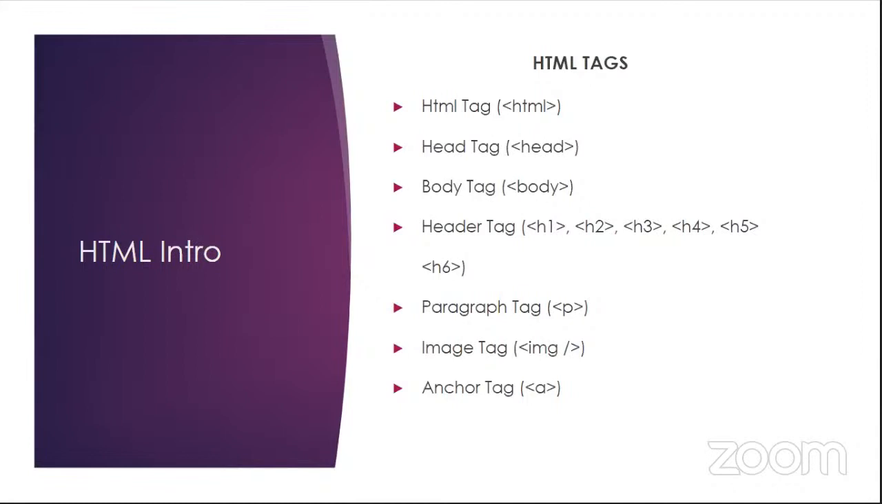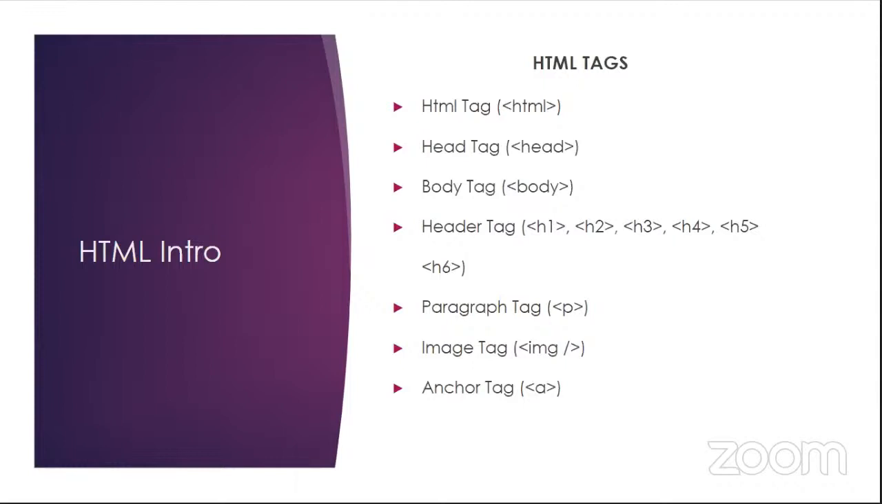Then you have your paragraph tag, that's your P tag. You're creating content, like an article, like text. Text goes into your paragraph tag, right? And then we have the image tag.